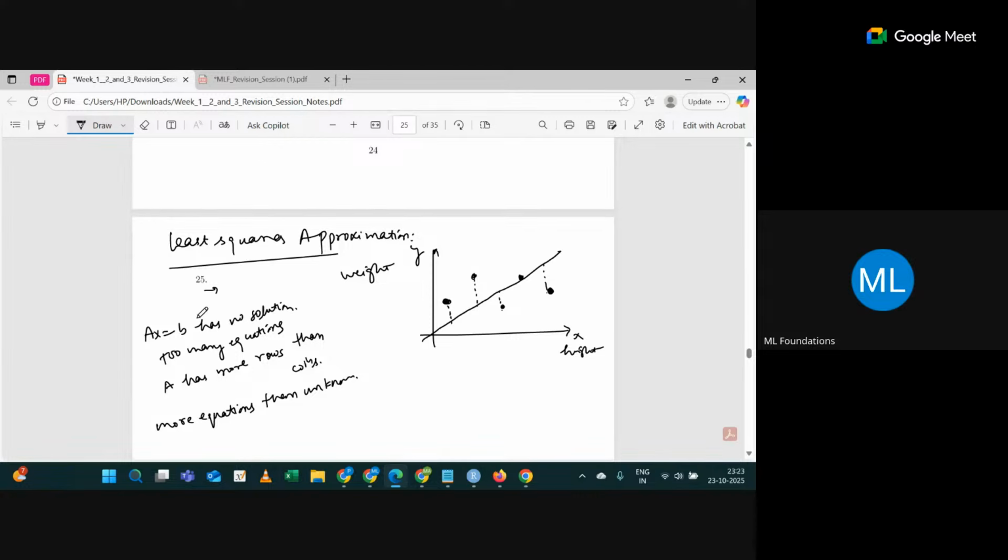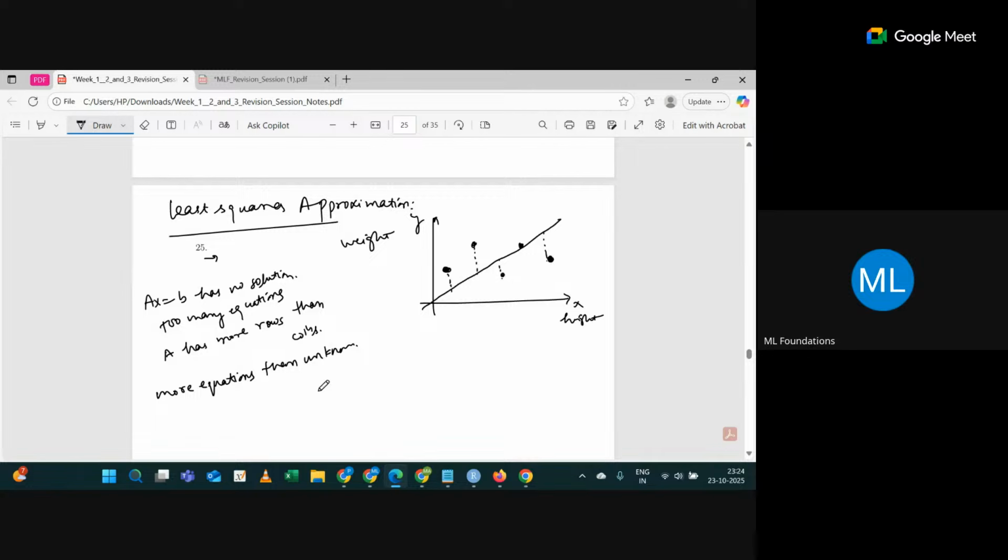Another way is that, actually, is this correct? More equations than unknowns, if you want to write it. There are more equations than unknowns, like if you have two unknowns and only one equation, then you have infinite solutions. See what I mean by more equations than unknowns.